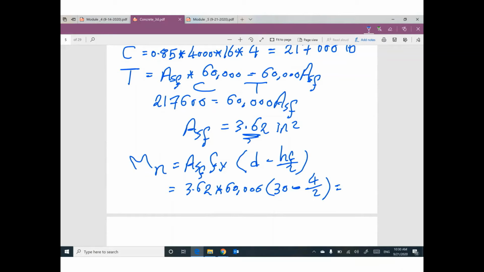It will be 6,092,800 pound inch. We don't like this number, so I'm gonna divide it by 12 and divide it by 1000. It will be 507.7 kip foot. First part.